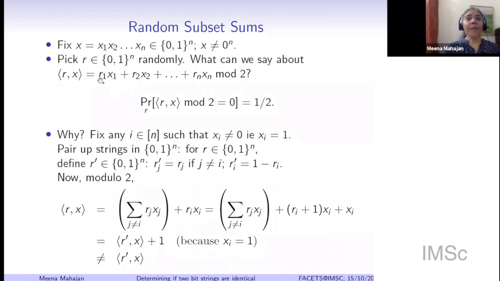Now I'm going to pair up all these potential random strings. For each r in {0,1}^n, I'm going to define an r prime, and this r prime is the same as r at every position except the ith position. At all j which is not equal to i, Rj prime and Rj are the same. At the ith position, it is exactly the opposite. If Ri is 1, then Ri prime is 0. If Ri is 0, Ri prime is 1.